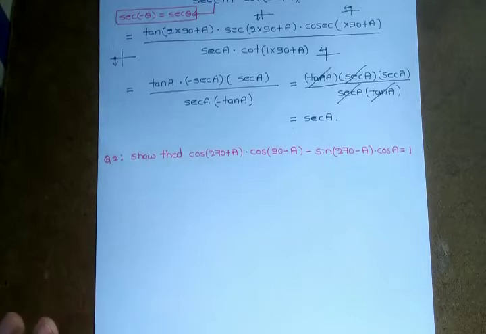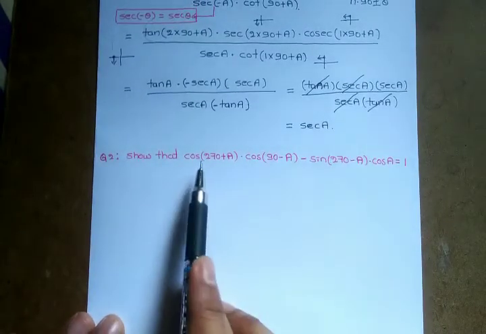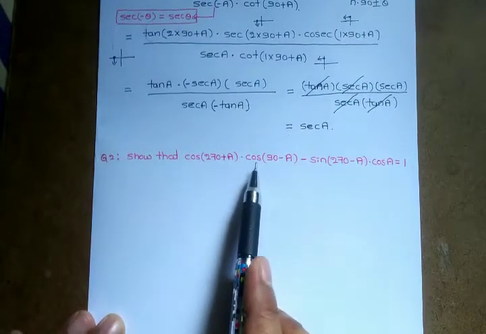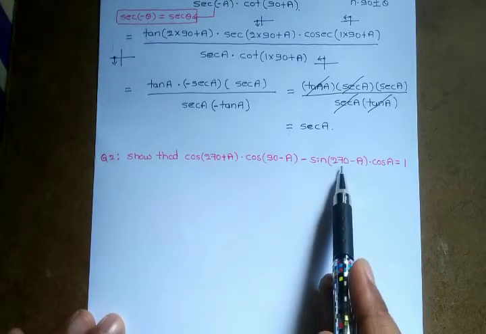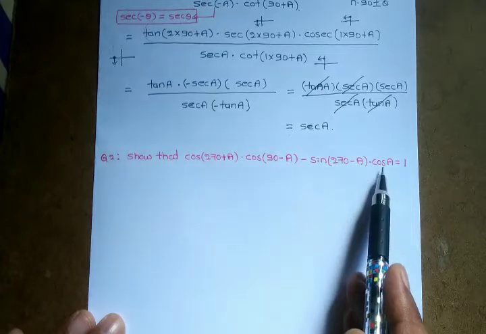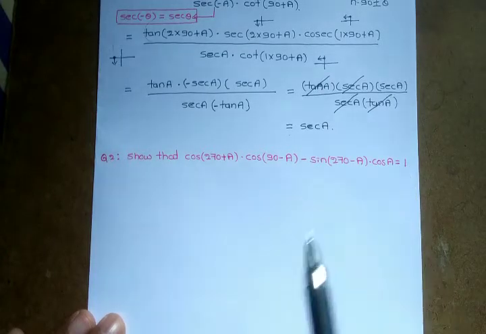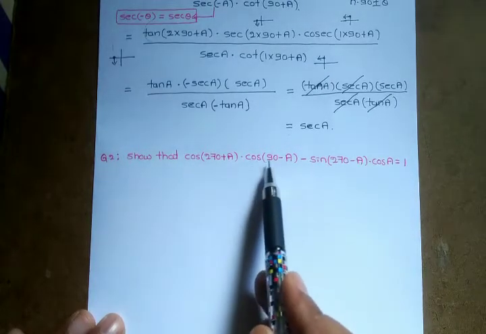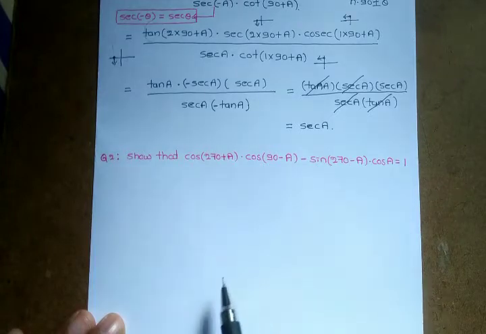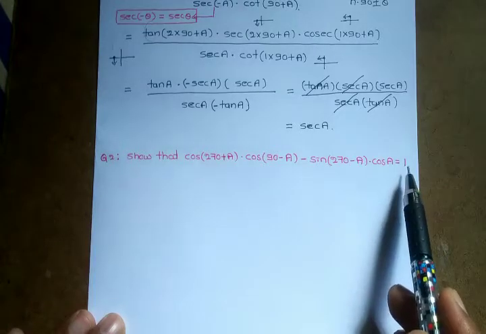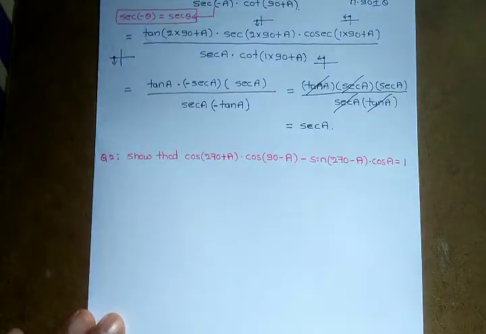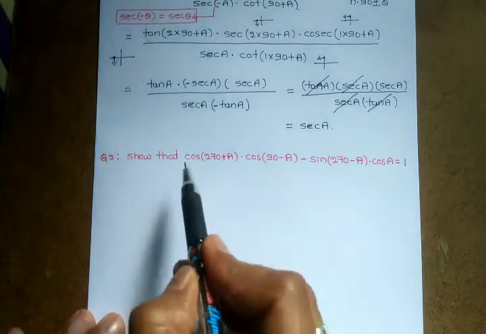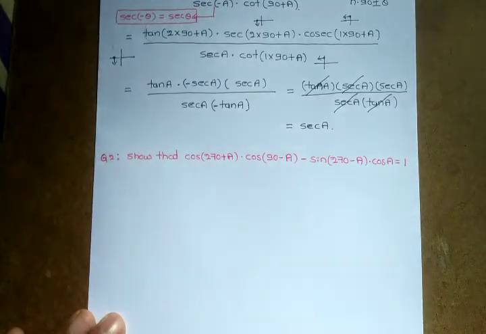So next question, show that cos(270 + A) into cos(90 − A) − sin(270 − A) into cos A is equal to 1. Means if you simplify this left hand side, the final answer you should get is 1. Then only left hand side is equal to right hand side.